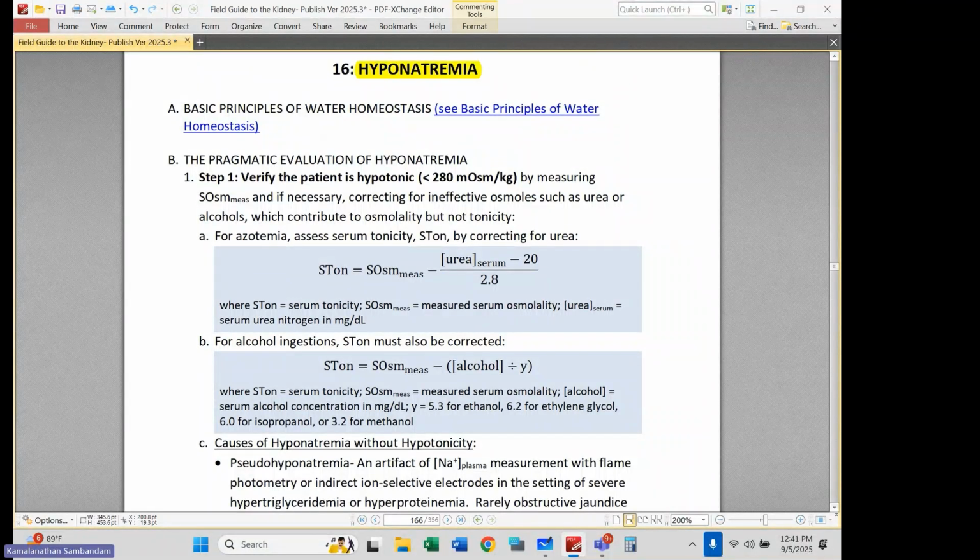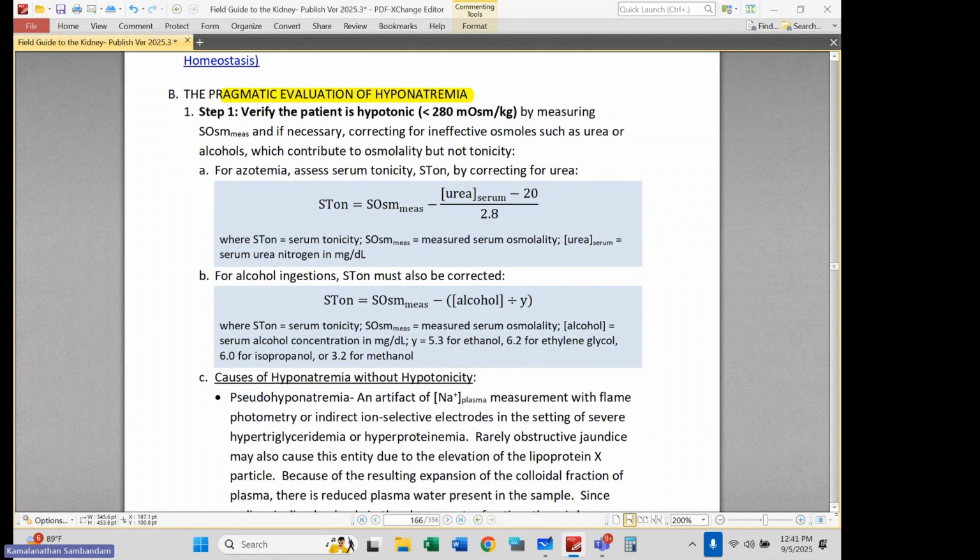Okay, hyponatremia it is then. All of the basic principles of water homeostasis that we've talked about are going to be relevant. I'll reflect back to those, but I hope that much of what we've already discussed has been internalized, that there was no amiloride blocking that knowledge from getting into the cell. Okay, let's go to the pragmatic evaluation of hyponatremia.